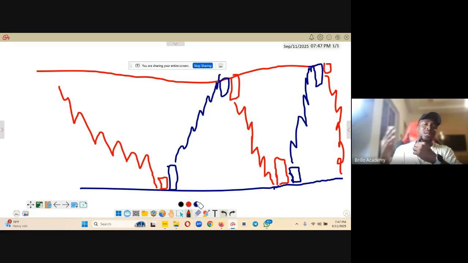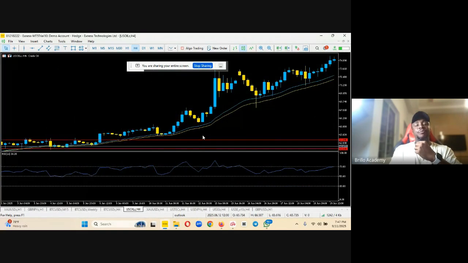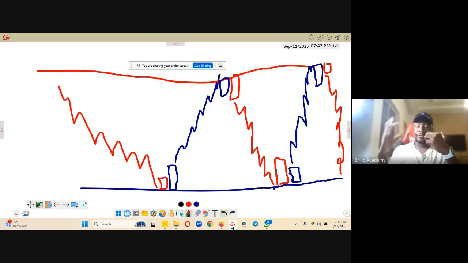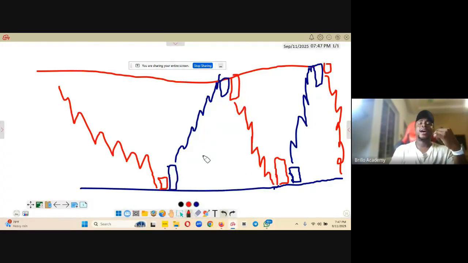You need to study candlesticks, right? You need to study this candlestick very, very well. It will help you. So we also have other types of double candlestick patterns. We have the likes of tweezer top and tweezer bottom.